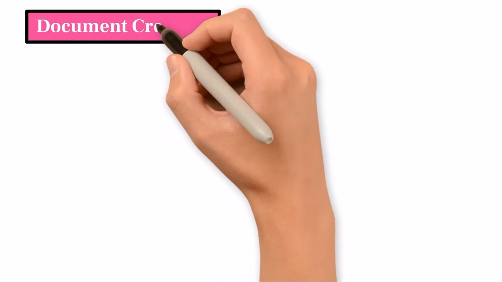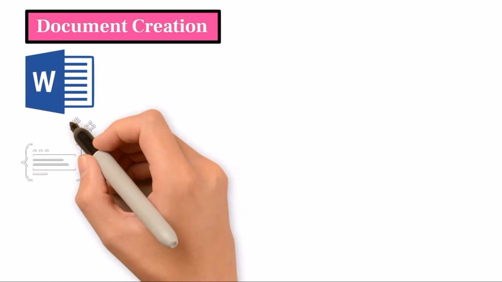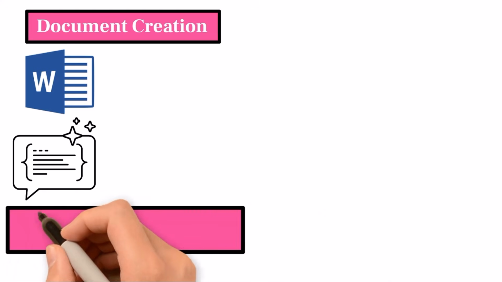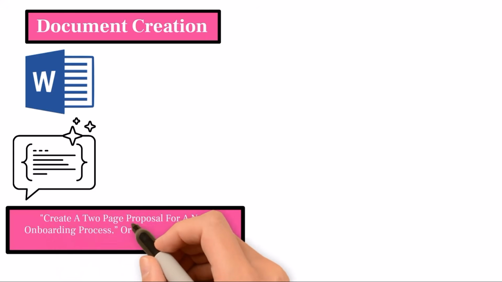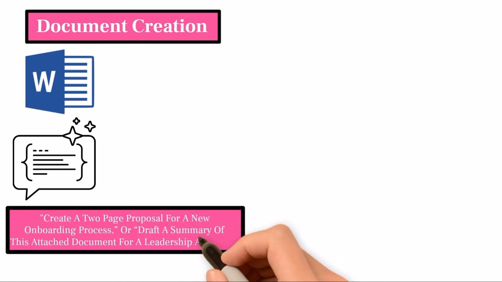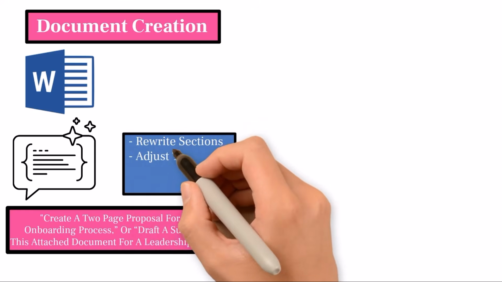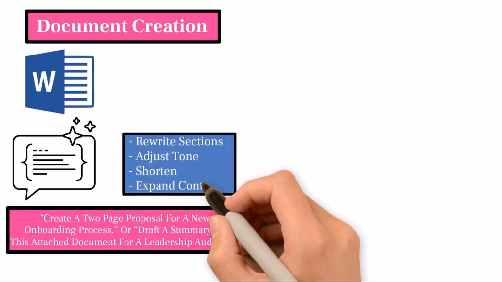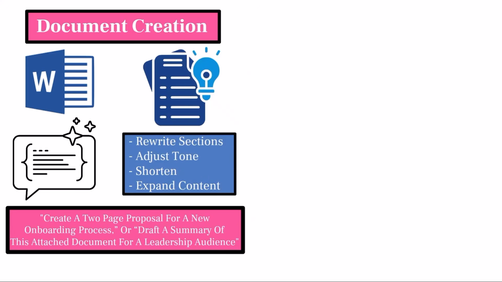Now, let's move on to document creation, because this is where Copilot really shines. In Word, Copilot can draft entire documents from scratch based on a simple prompt. You can say, "Create a 2-page proposal for a new onboarding process," or "Draft a summary of this attached document for a leadership audience." It can rewrite sections, adjust tone, shorten or expand content, and help you move from a blank page to a polished draft in minutes.